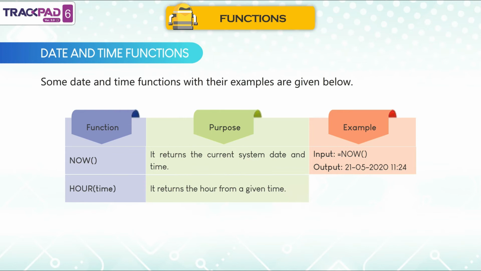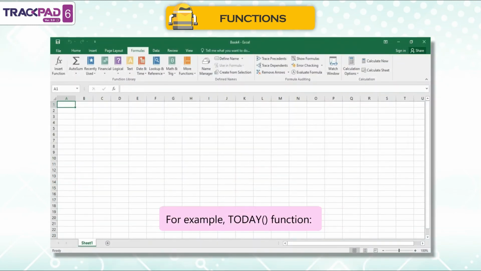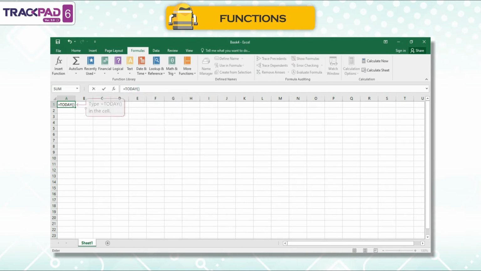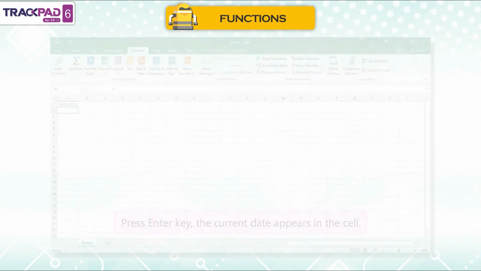HOUR(time) returns the hour from a given time. Input: =HOUR(NOW()), output: 11. MINUTE(time) returns the minutes from a given time. Input: =MINUTE(NOW()), output: minutes from the given time. For example, the TODAY function. Type =TODAY() in this cell. Press the Enter key, and the current date appears in the cell.